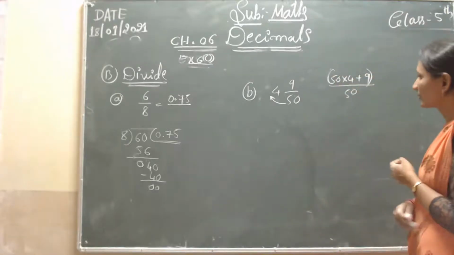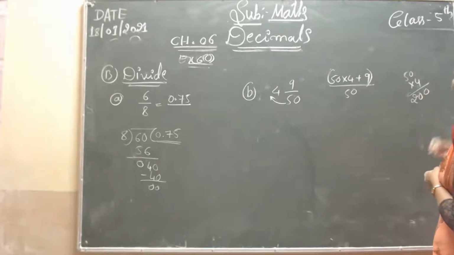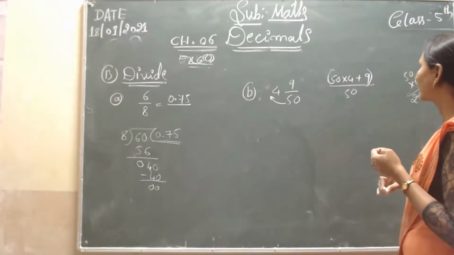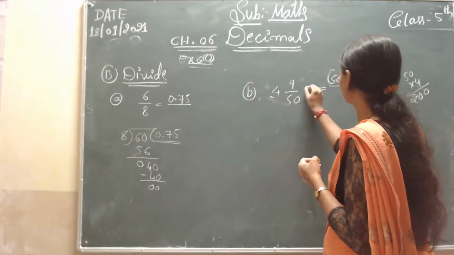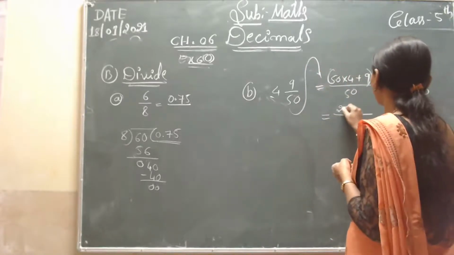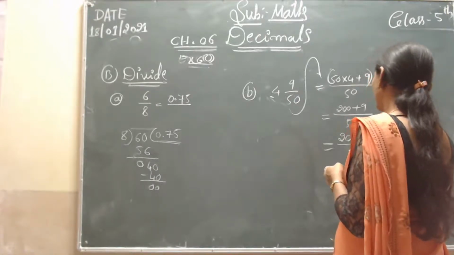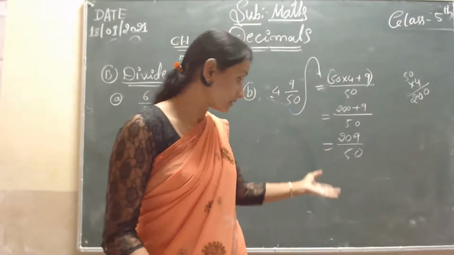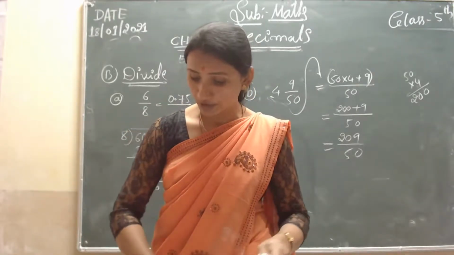Okay. So next, 50 into 4, what is the value? That is 200. 200 plus 9, so 200 plus 9 by 50. What is 209 by 50? Students, you have to do multiplication first, sorry, and then add. So what is the remaining? That is 209. So now you have to do the division.